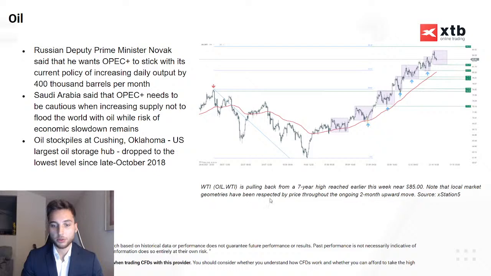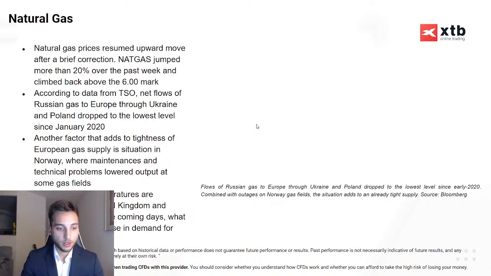Note the local market geometries have been respected by the price throughout the ongoing 2-month upward move. So you can see this upward move, pullback, test, upward move, pullback, test, and we're testing this red line right here for a long time. It's quite a symmetrical move where it moves up, pulls back, and then moves back up again. Now we're moving and pulling back. We're probably looking towards this area as a potential support as it acted in the past, but past performance does not equal future results, of course.